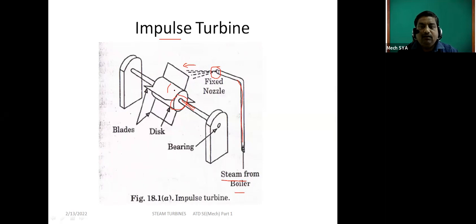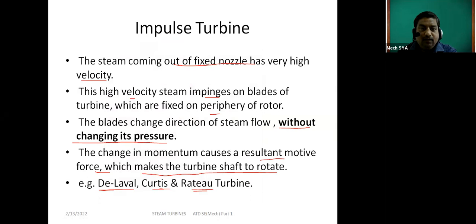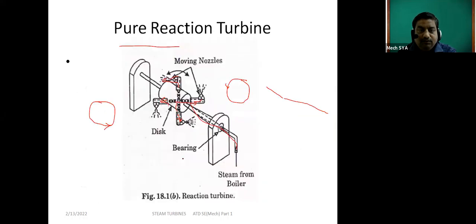So the pressure decreases and the expansion of steam takes place only in the nozzle. Afterwards the pressure remains constant. So only in the moving blade the steam velocity will decrease. That is the concept of the impulse turbine. Another type of turbine is what? Here, the reaction turbine. The De Laval turbine, Curtis turbine, and Rateau turbine are the examples of impulse turbine.